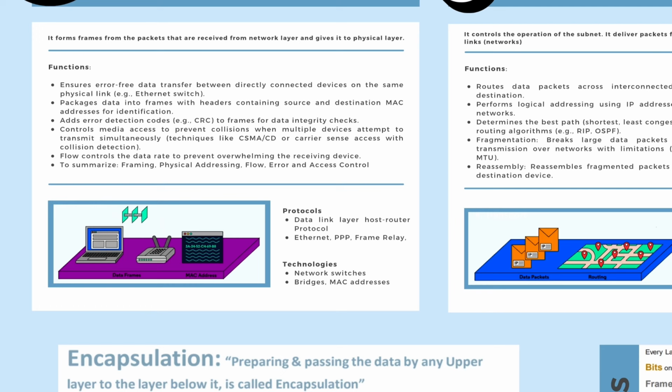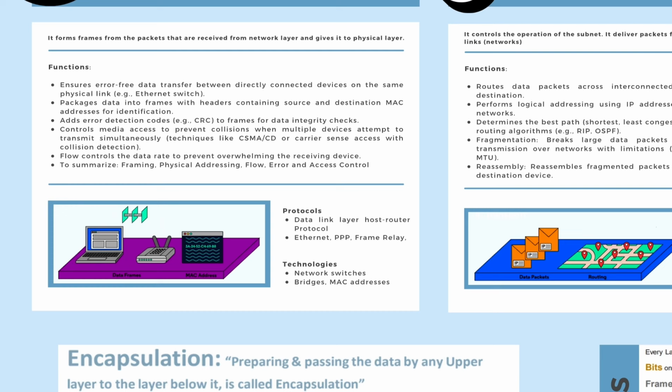It also controls the flow of the data rate to prevent overwhelming the receiving device, which, of course, for example, can saturate some devices and lead to the device not working. So it's really important. And to summarize, we can say it helps with framing, which turns the streams of bits received from the network layer into manageable data units. It helps us with physical addressing, with flow control, with error control, and with access control. So it's a very important control point, okay?